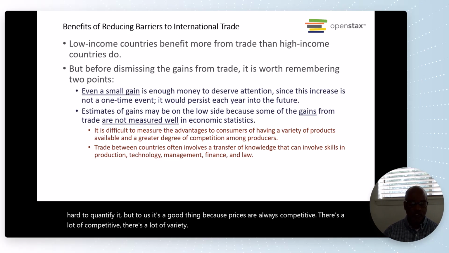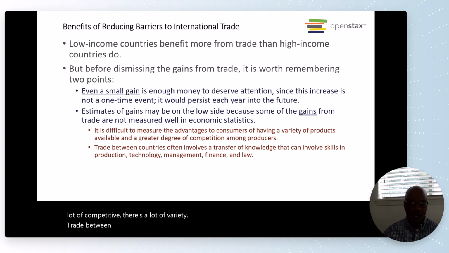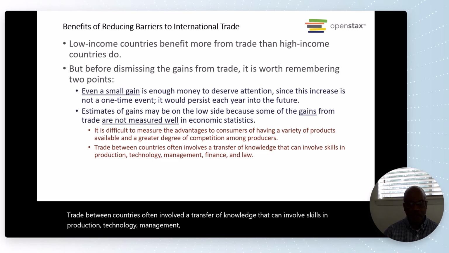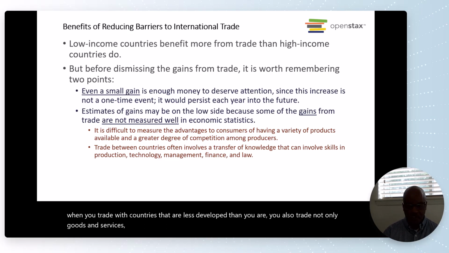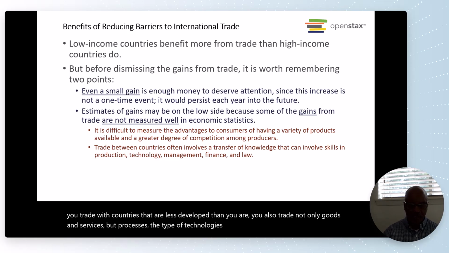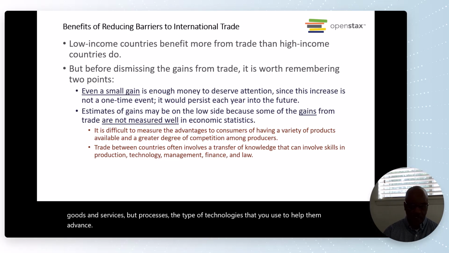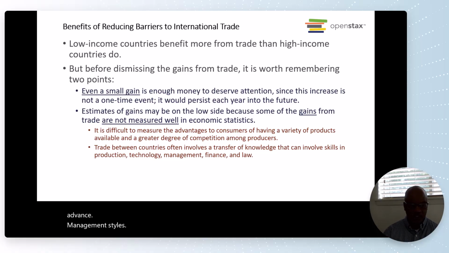Trade between countries often involved a transfer of knowledge that can involve skills in production, technology, management, finance, law. And so that another critical aspect is when you trade with countries that are less developed than you are, you also trade not only goods and services, but processes, the type of technologies that you use to help them advance, management styles, how we finance goods and services, and more importantly, the rule of law.